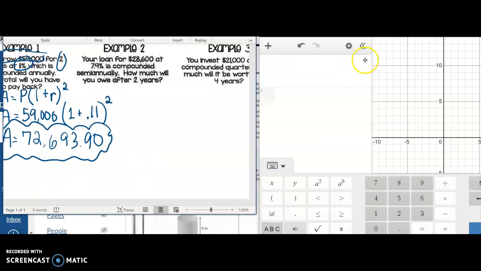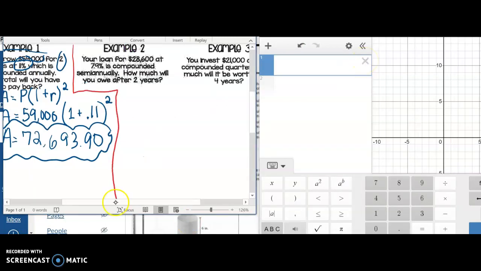Okay, so for example 2, you want to identify your principal amount, your rate, and your time. So on example 2, it says that your loan for $28,600 at 7.9% is compounded semi-annually. How much will you owe after 2 years? So we've got our principal amount is what?